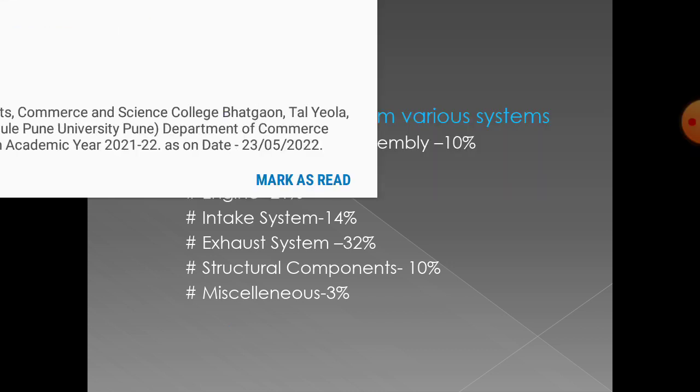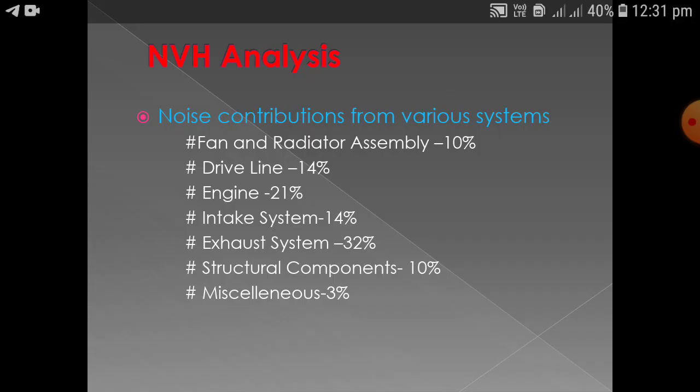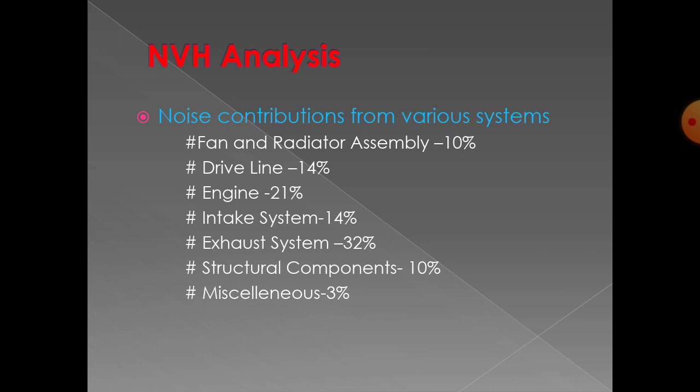Then the next topic is NVH analysis. In NVH analysis, we have to know the different types of analysis. Noise contribution from various systems: fan and radiator assembly, 10% of NVH, which means noise is produced in the fan and radiator assembly. Then driveline, 14%. Then engine, 21%. Then intake system, 14%. Then exhaust system, a 32% noise contribution. Then structural components, that is the chassis or frame, and the components connected, meaning the mounting of engine, clutch, gearbox, differential, right? Then miscellaneous is 3%. So that is the noise contribution of different components of your vehicle.